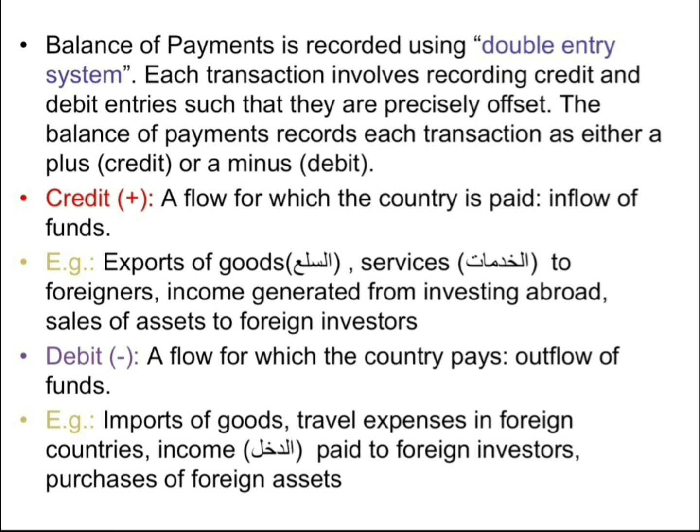However, the opposite, debit, is a flow for which the country pays. It is the outflow of funds, for example, imports of goods, travel expenses in foreign countries, income paid to foreign investors, and purchases of foreign assets.